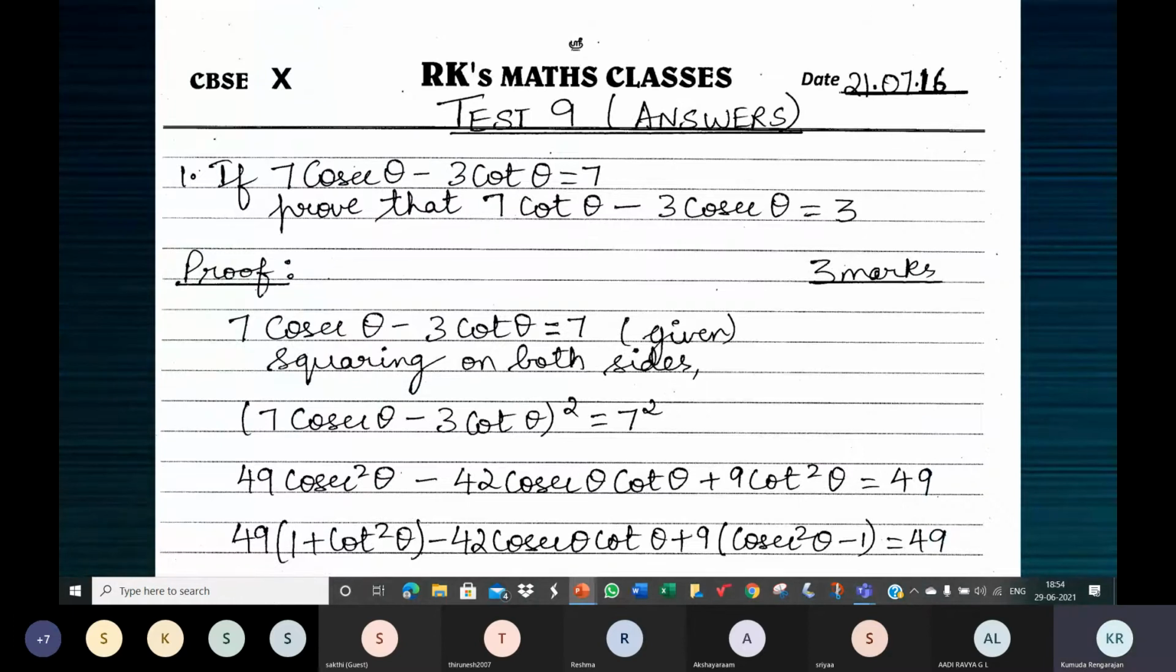So in the first one, if 7 cosecant theta minus 3 cot theta is 7, prove that 7 cot theta minus 3 cosecant theta is equal to 3. Here it was 7 cosecant theta, here it is 7 cot theta. Here 3 cot theta, here 3 cosecant theta. Given that 7 cosecant theta minus 3 cot theta is 7, we need to prove that 7 cot theta minus 3 cosecant theta is equal to 3.